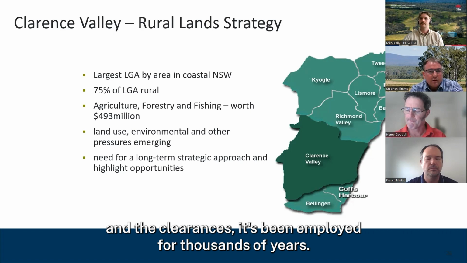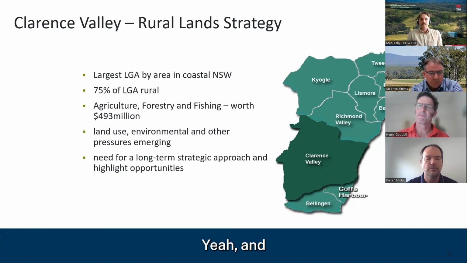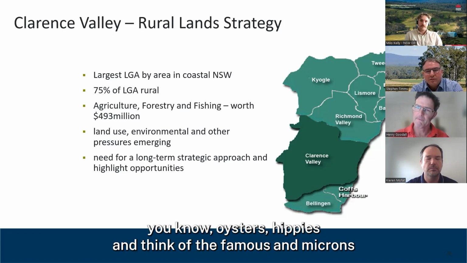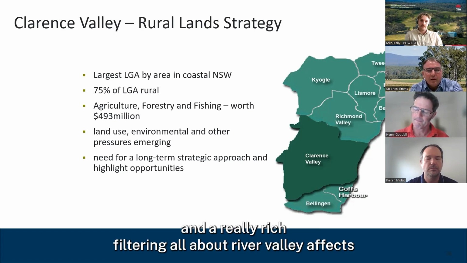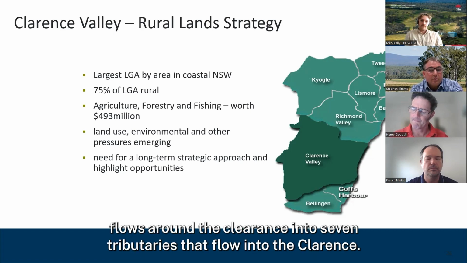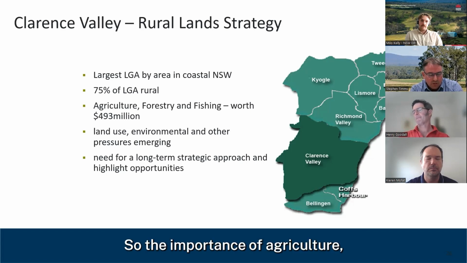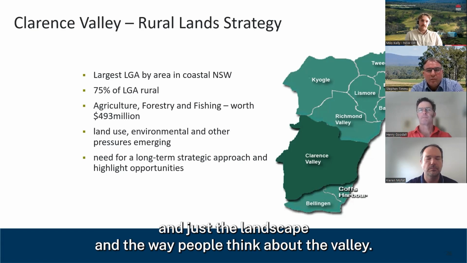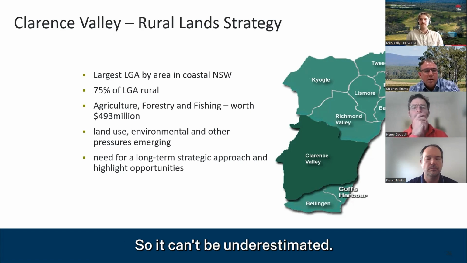And the Clarence has been a food bowl for thousands of years. Yamba in the local Yaegl language means plenty of shellfish. So, oysters, pipis, think of the famous Yamba prawns, and a really rich alluvial river valley that flows around the Clarence and our seven tributaries that flow into the Clarence. So the importance of agriculture, forestry and fishing to both the economy but also to our culture and just the landscape and the way people think about the valley cannot be underestimated.